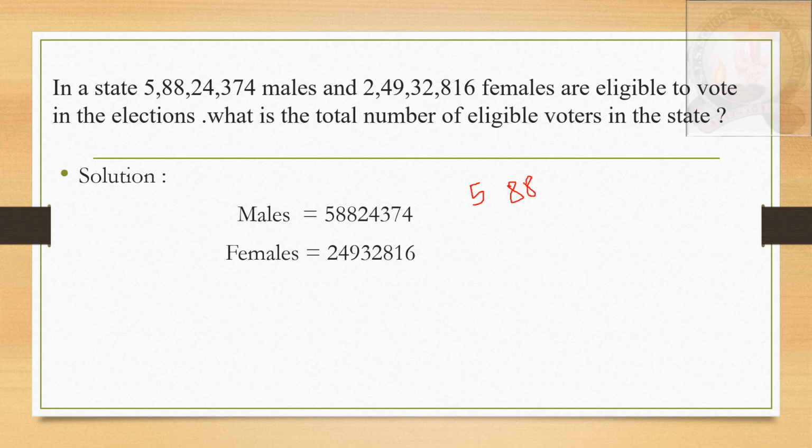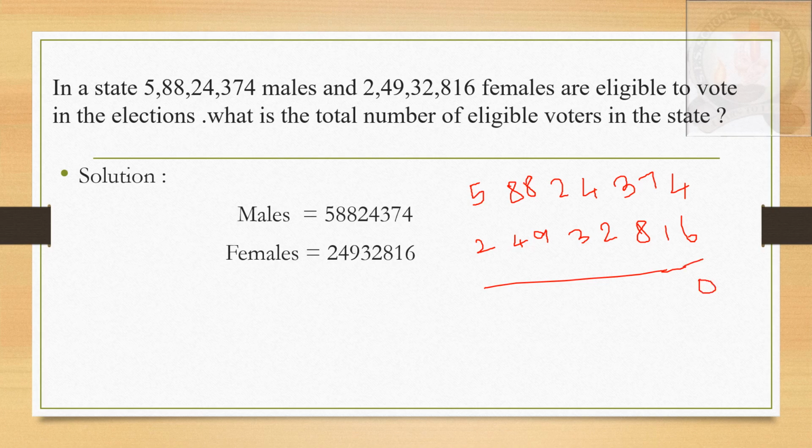Okay, let us add, children. Let me write this again: 5 crore 88 lakh 24,374 children. Next, 2 crore 49 lakh 32,816. Okay, if you add these two numbers, what is the answer? Let us see. In addition, you should start from the units digit onwards, which is the rightmost digit onwards.